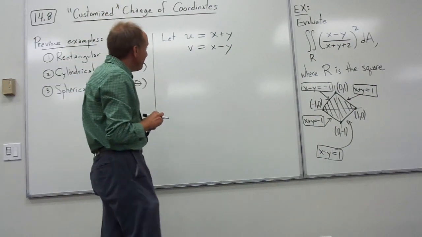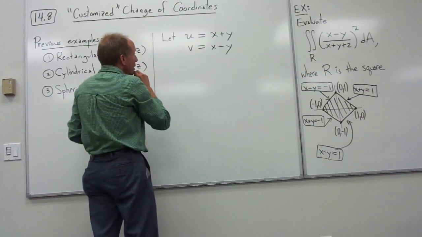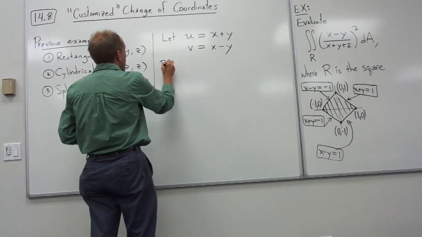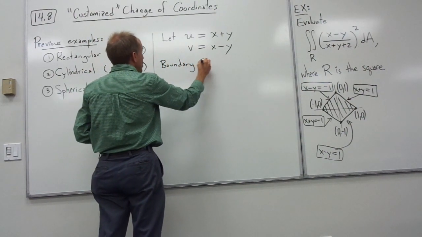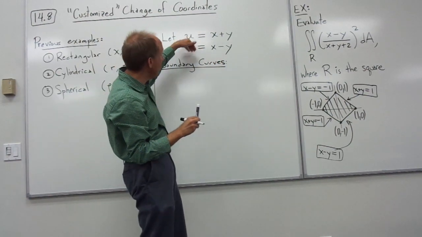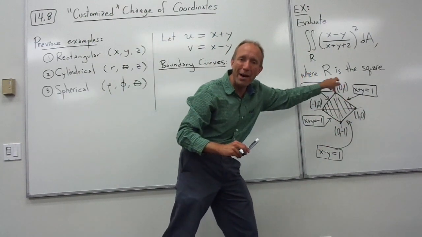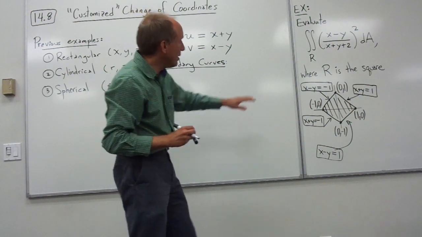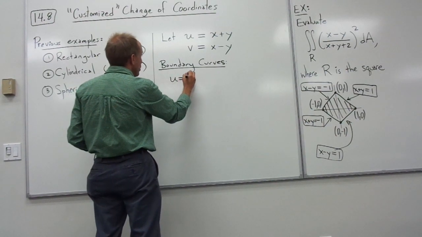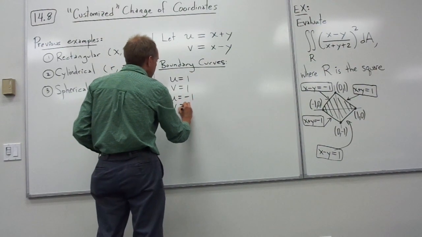The reason is, if I do that, then my 4 boundary curves of R become very simple, right? The top right curve becomes the following. So the boundary curves for our region, if we make that change of variables. Again, why am I choosing U and V like this? It's because of the 4 equations that I wrote down for the edge of that square. I see the U and the V on the left side. And the boundary curves now just become U equals 1, V equals 1, U equals -1, and V equals -1.